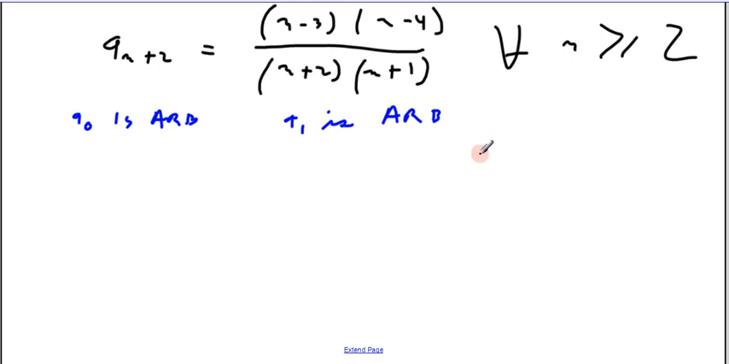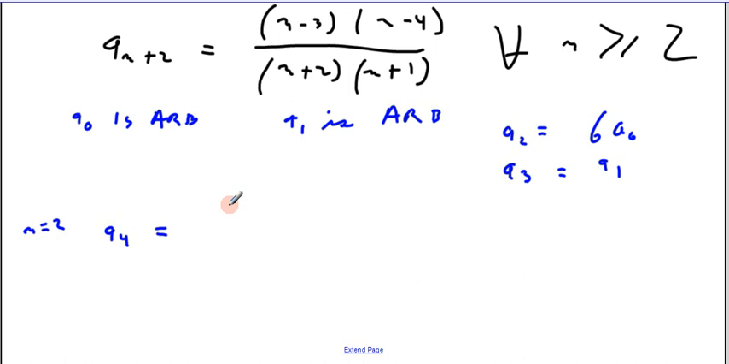And I already figured out that a2 is equal to 6a0, and that a3 is equal to a1. So now we're going to look at n is equal to 2. We're looking for a4.